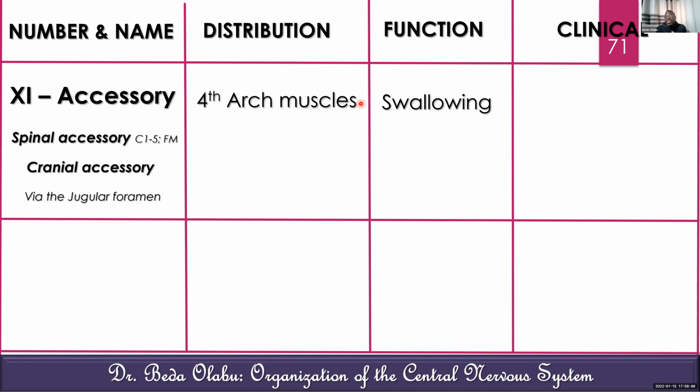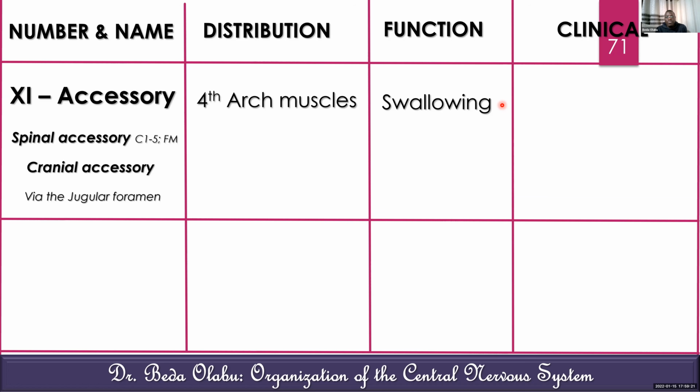Then we have the circular muscles, or what we call the constrictors of the pharynx: superior pharyngeal constrictor, middle pharyngeal constrictor, and inferior pharyngeal constrictor. All those are muscles of the fourth pharyngeal arch. There are also muscles of the soft palate, which are still muscles of the fourth pharyngeal arch. So all those muscles are supplied by the cranial accessory nerve. However, there's a problem.